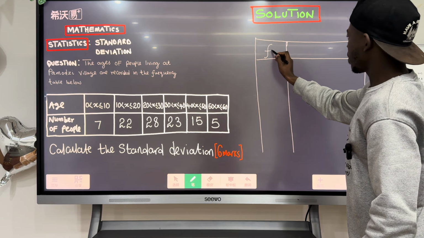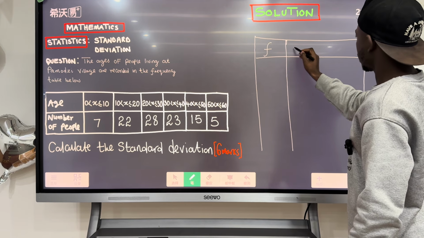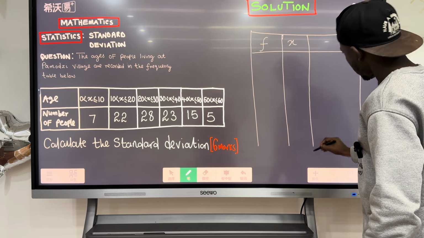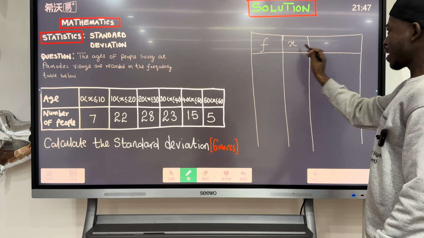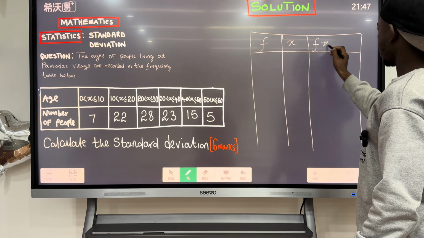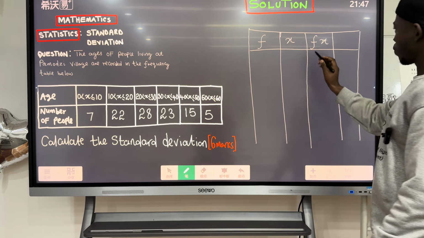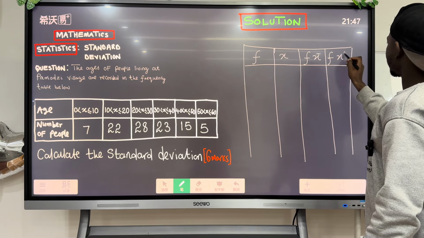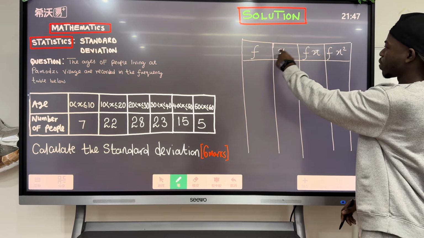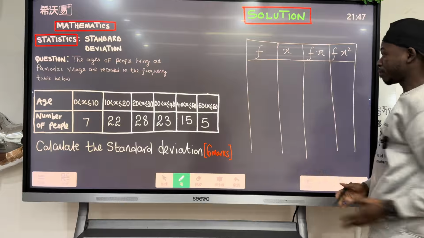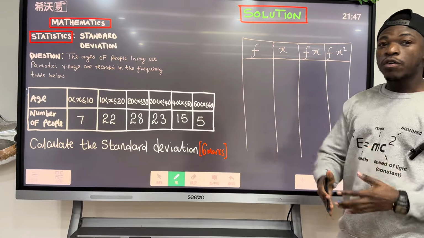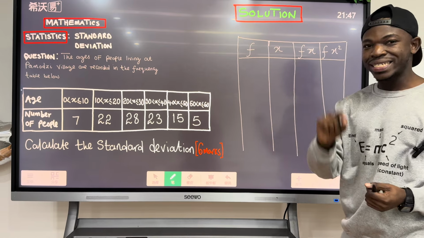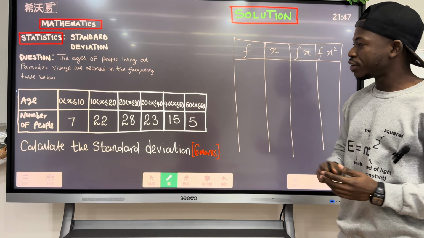So we have f, remember? Apart from that, we have data entry x. Then we multiply f and x, we get fx. Then we multiply fx and x, we get fx squared. Now, where do we get all these fx, whatever? So f stands for frequency. So the number of times something appears, the data entry is appearing, that is frequency.